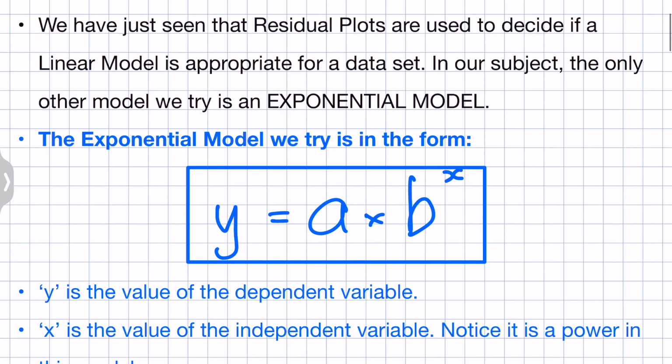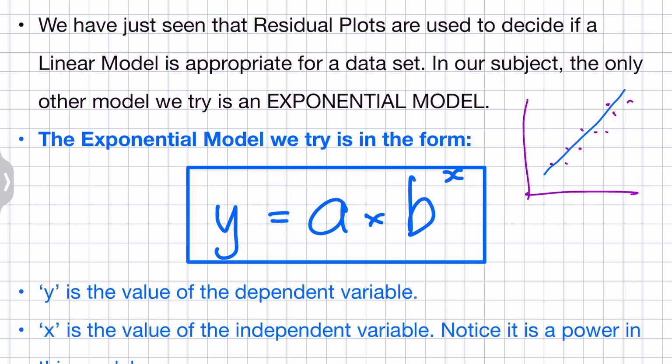All right, let's review the flow of your topic so far. You press stat edit, you put data into the tables. You would have had a little scatter plot like this. And then Lin Reg drew a line of best fit through that.